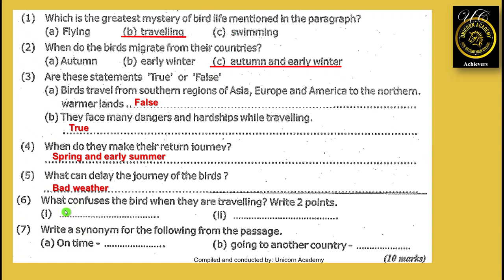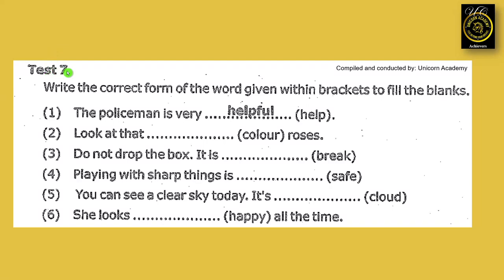Question number 6. What confuses the bird when they are traveling? Write 2 points. Mobile phone waves, telephone waves. Question number 7. Write a synonym for the following from the passage. A. On time. Answer is punctual. B. Going to another country. Migrate. Test 7. Write the correct form of the word given within brackets to fill the blanks. First one. The policeman is very helpful. Number 2. Look at those colorful roses.